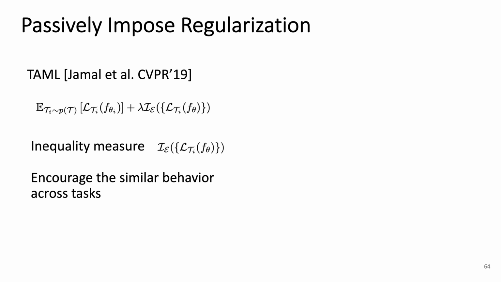Thus, they introduce an inequality measure to do that. This inequality measure is to encourage similar behavior of the parameter theta, so the initialization, on different tasks. So to make it more similar, and then avoid meta-learning overfitting on some major tasks and ignoring some other tasks.